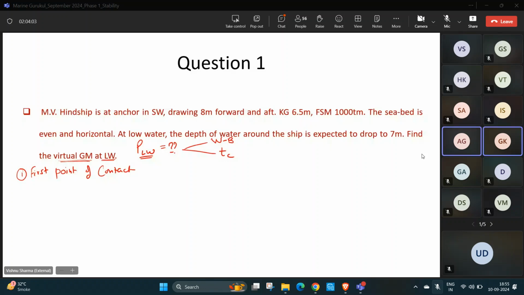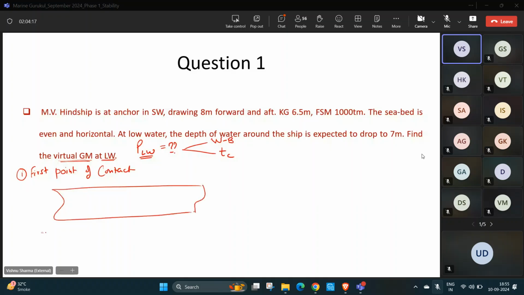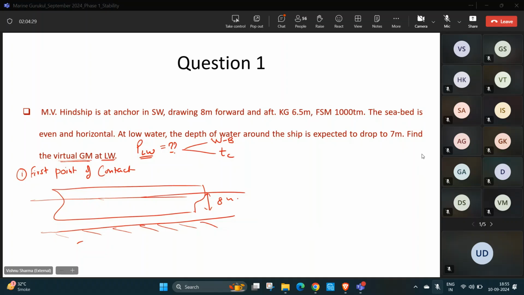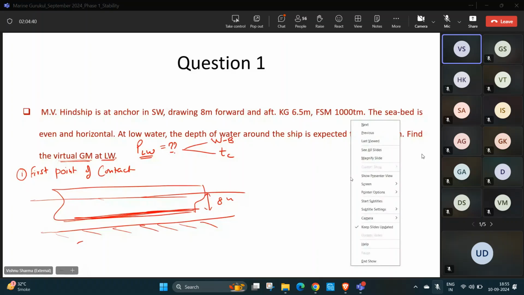Because she is on even keel, and the bed is also horizontal. Okay, your answer is correct, but a better answer is because there is no inclination of the seabed and the ship is on even keel. I'll give you a better term. If this is the seabed and the vessel is floating free at a draft of 8 meters even keel, she will make contact at the same time because the keel and the seabed are parallel to each other. That is the better answer, which will always help you in sorting out the issue.